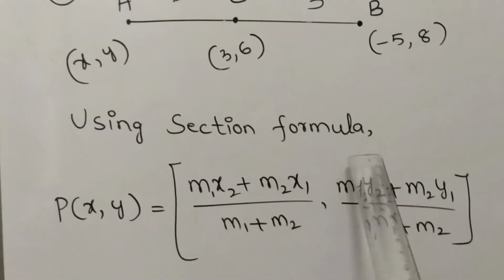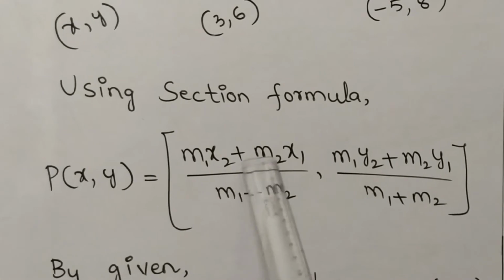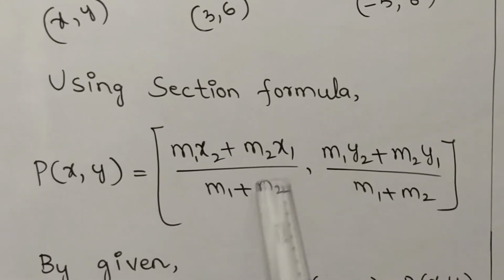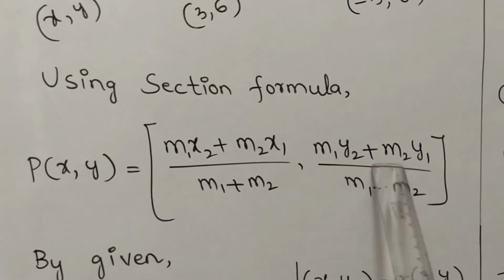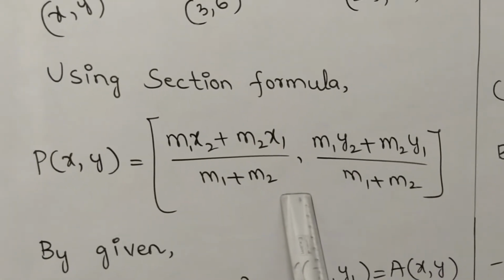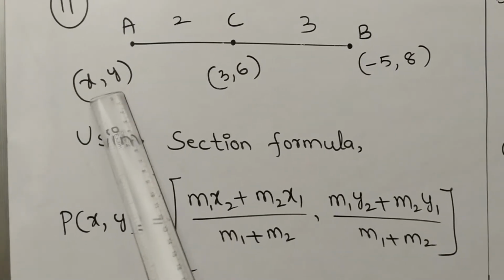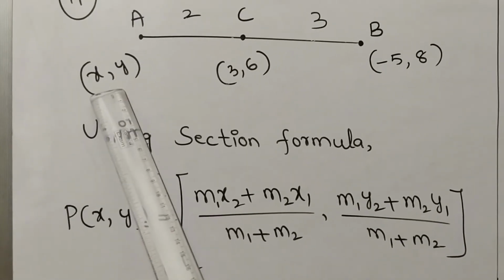What is the section formula, students? P(x, y) is equal to ((m1 x2 + m2 x1) / (m1 + m2), (m1 y2 + m2 y1) / (m1 + m2)). This is the section formula. By using this section formula, we will find the value of A. Here you have to find the value of A.